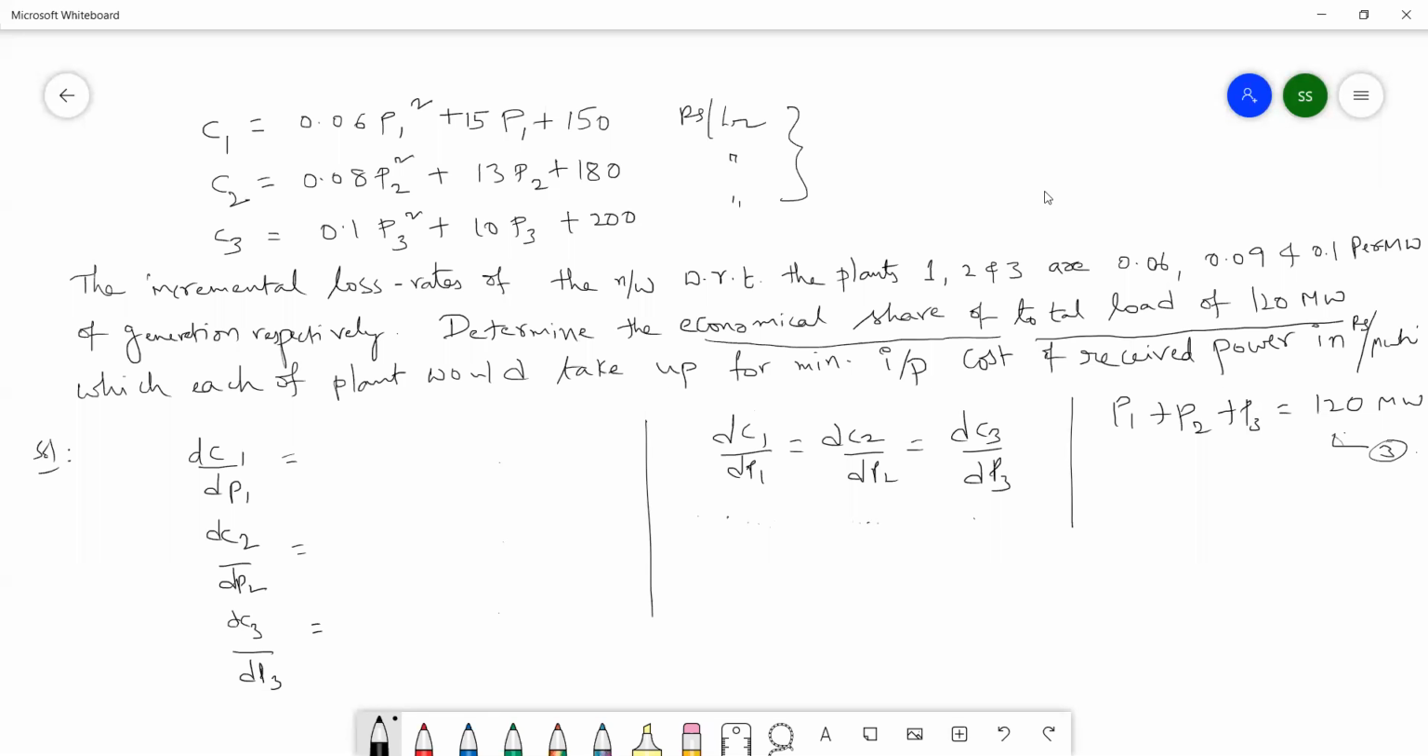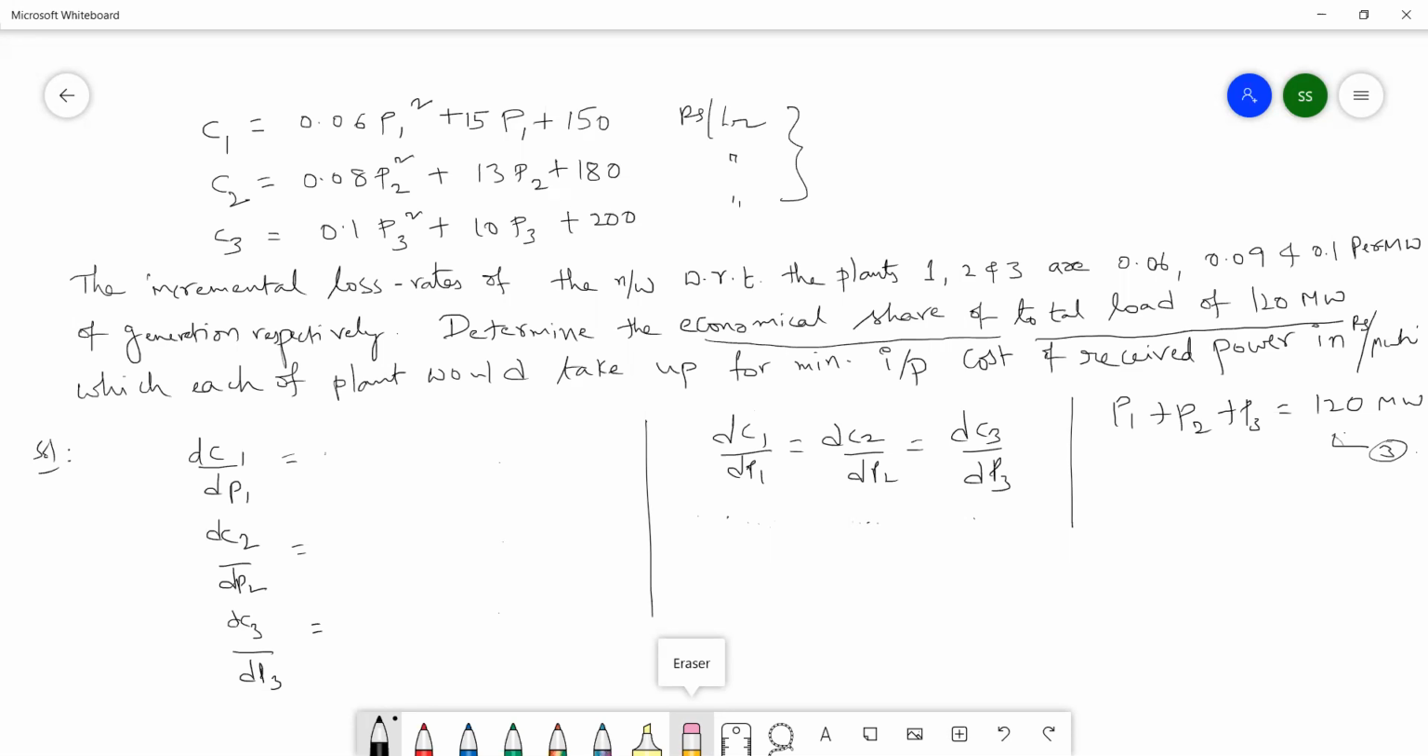Will you do this? Are you able to understand how to solve this? Yes, sir. Right, do it and calculate. Find out and tell me the answers. Meanwhile, I will do it slowly.